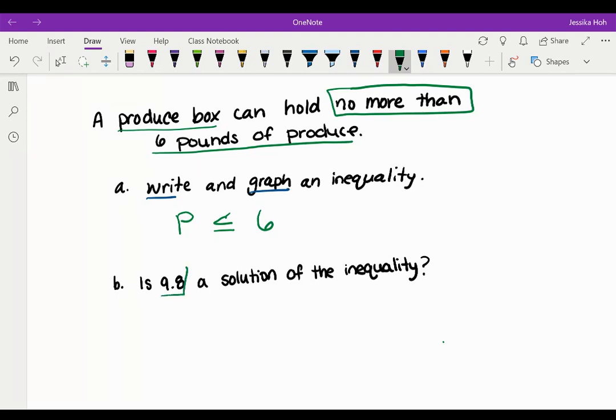If I have 9.8 pounds of produce, does that make my inequality true? 9.8 is less than or equal to 6? I would say no, 9.8 is not a solution.